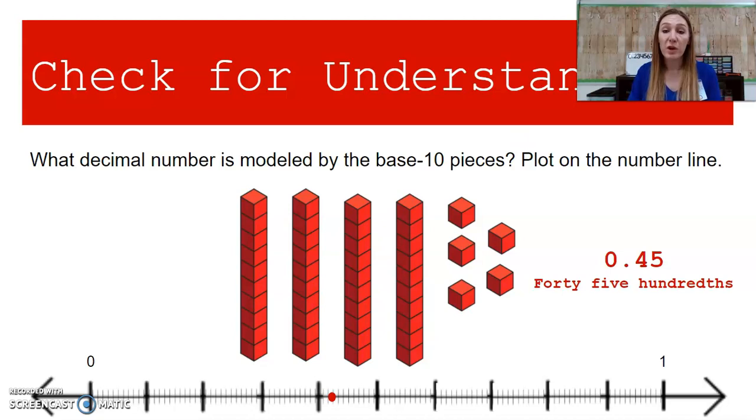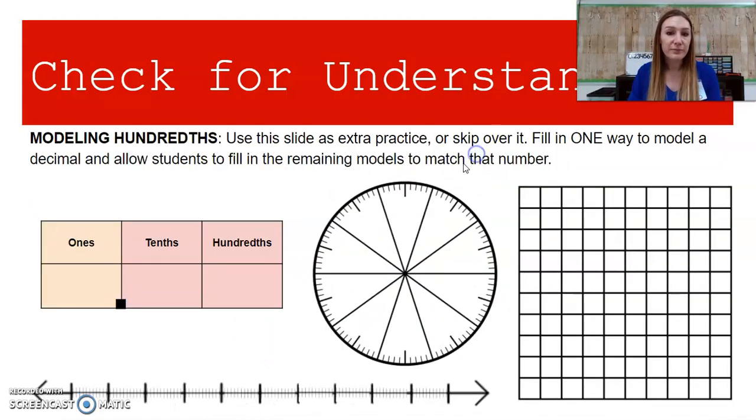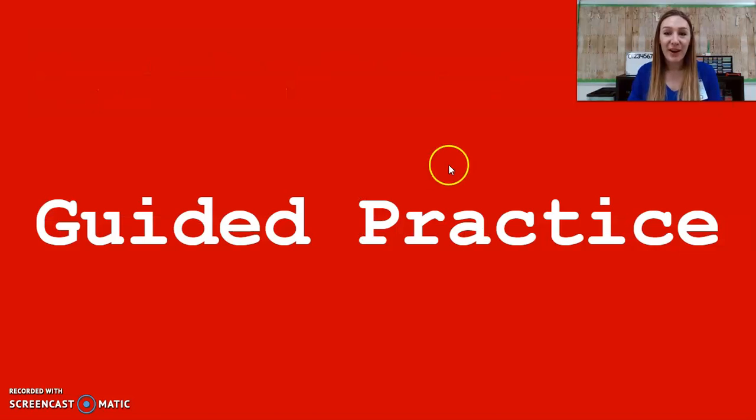Right, we should have 45 hundredths. We have 1, 2, 3, 4 tenths, and 1, 2, 3, 4, 5 hundredths. All right, I will see you for our guided practice.